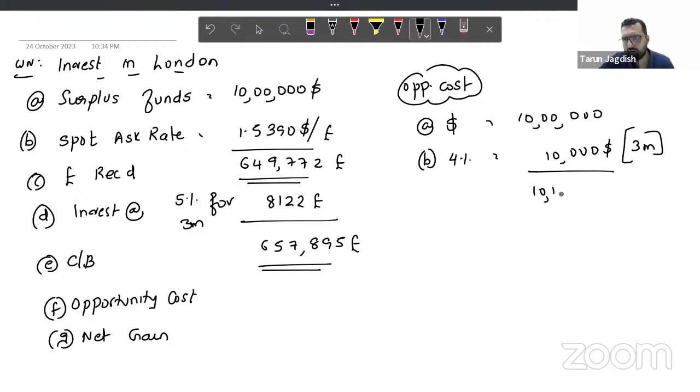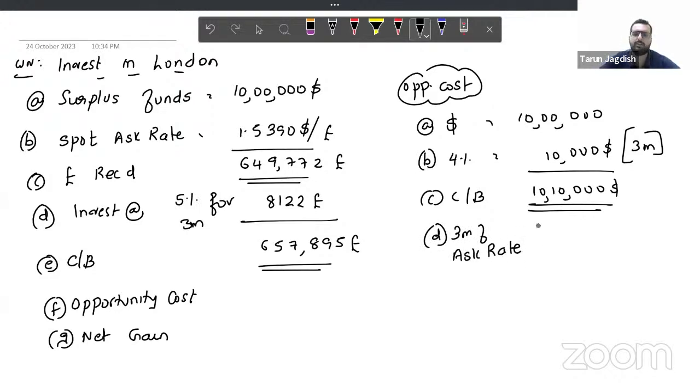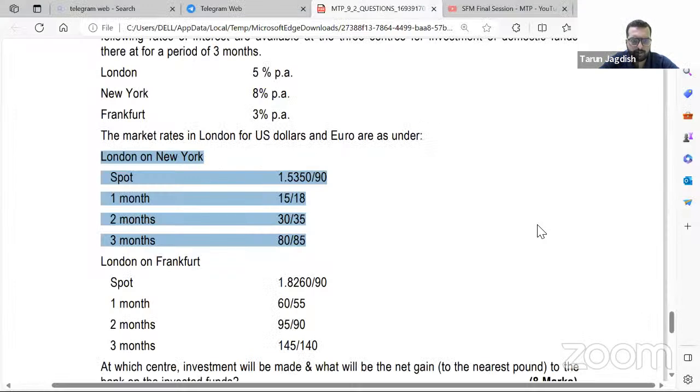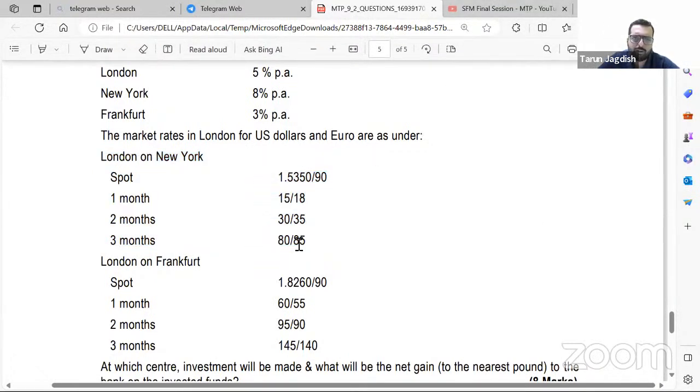All right. So what is the closing amount that I have? 10 lakh, 10,000. So ideally, this 10 lakh, 10,000 is what I would have given and the bank would have given me pound. Correct. So to this, I will use the 3 months forward ask rate. So tell me what is the 3 months forward ask rate given in the question? We have to add 85 if I'm not wrong. There are two interpretations to this.